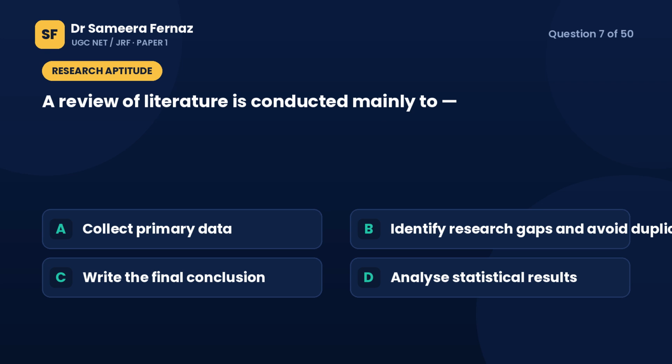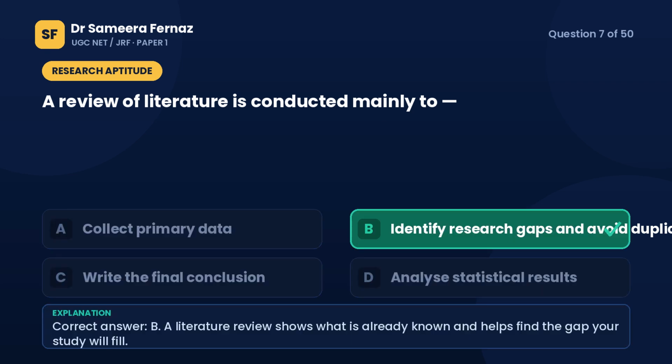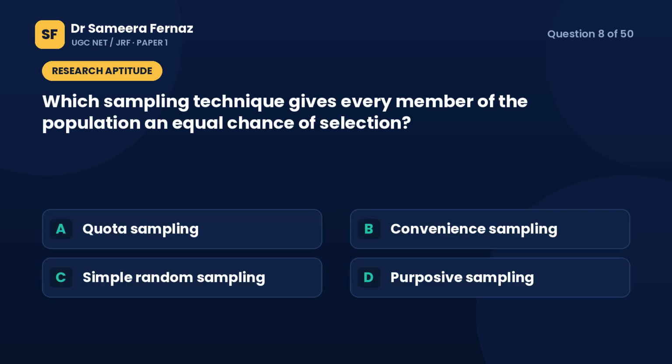Question number 7, Research Aptitude. Why do researchers read many past studies before they start? So the answer is option A, to find the gap and avoid repeating work. This is the job of a literature review.